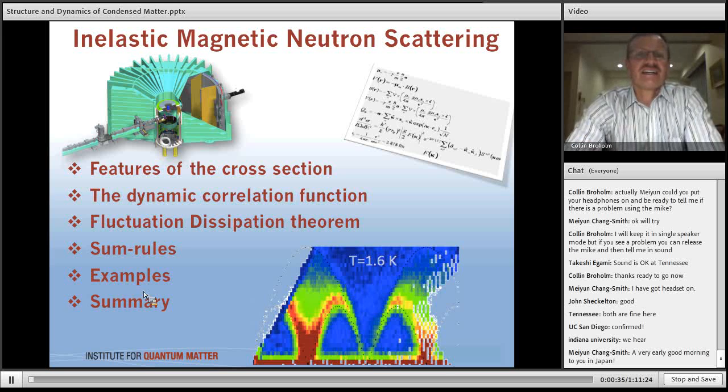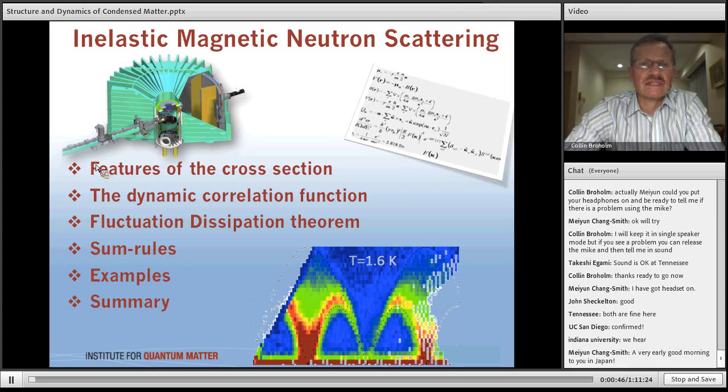Okay, so the subject today is, as I mentioned, inelastic magnetic neutron scattering. And we're going to talk first about the features of the scattering cross-section. And in the process of doing that, I want to introduce the dynamic correlation function, which will be our central mathematical tool that we use to communicate the results and to discuss them, particularly with the theoretical community. We'll talk about some basic mathematical features of the dynamic correlation function, particularly the fluctuation dissipation theorem and various types of sum rules that help us.